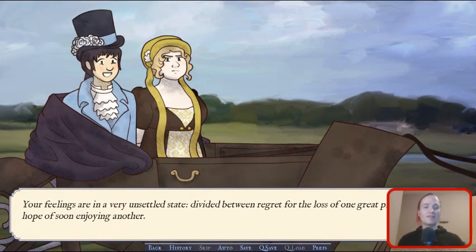Your feelings are in a very unsettled state, divided between regret for the loss of one great pleasure and the hope of soon enjoying another.